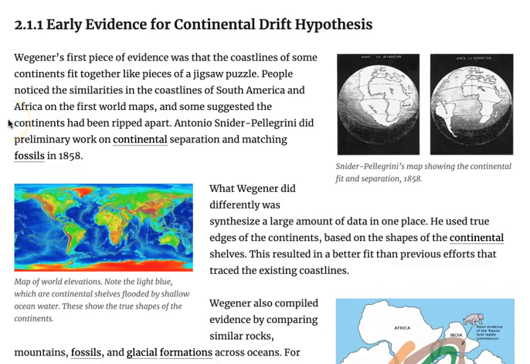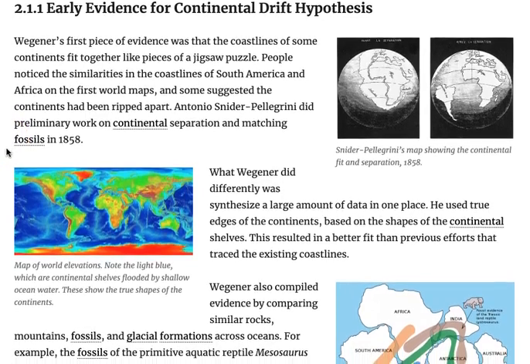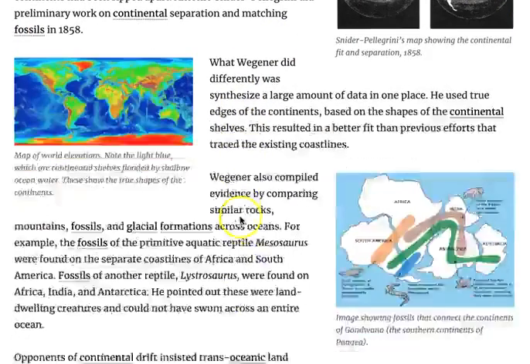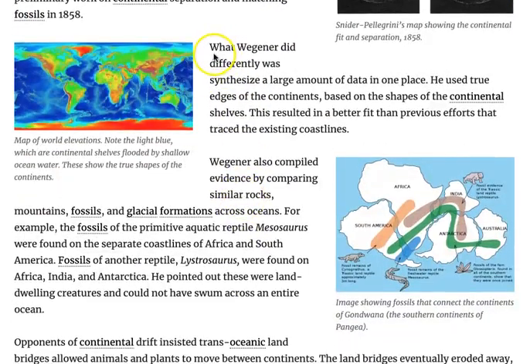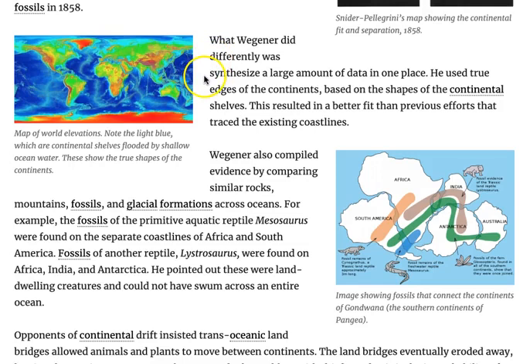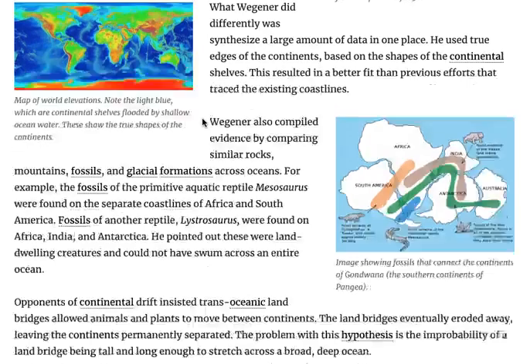Antonio Snider-Pellegrini did preliminary work on continental separation and matching fossils in 1858. An illustration from Pellegrini here. What Wegener did differently was synthesize a large amount of data in one place. He used true edges of the continents based on the shape of the continental shelves. This resulted in a better fit than previous efforts that traced the existing coastlines.